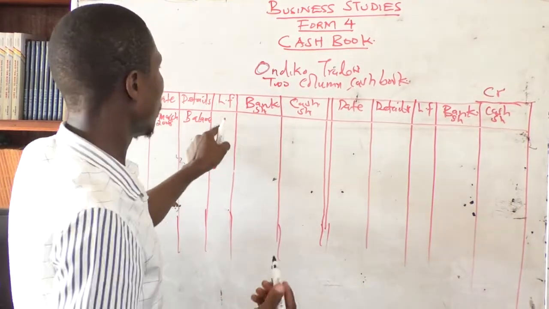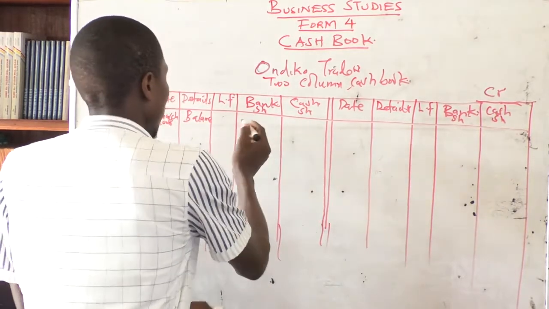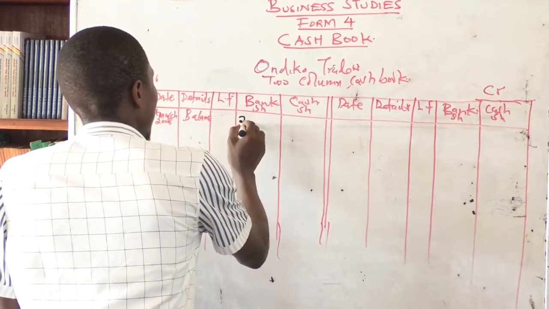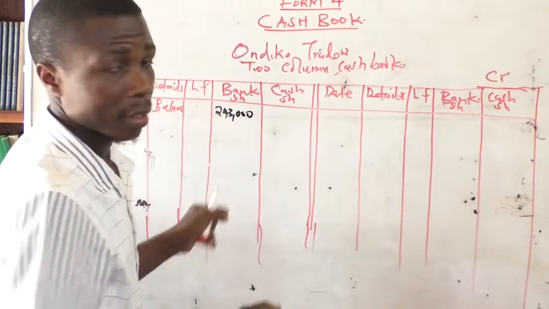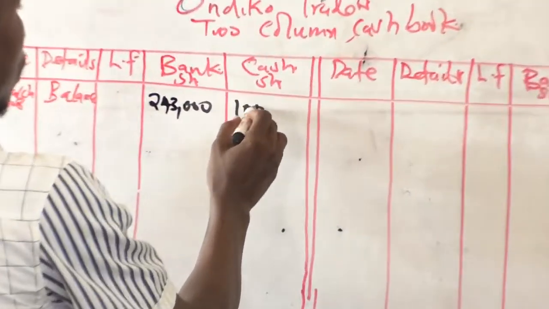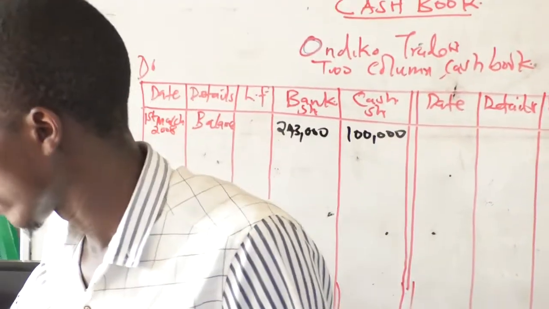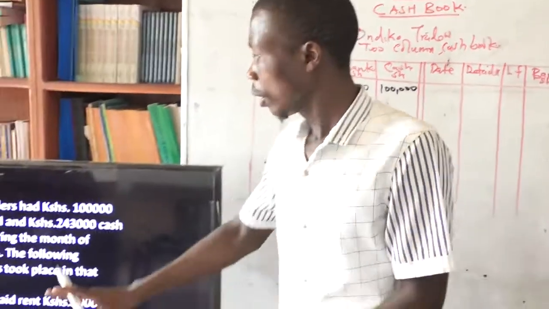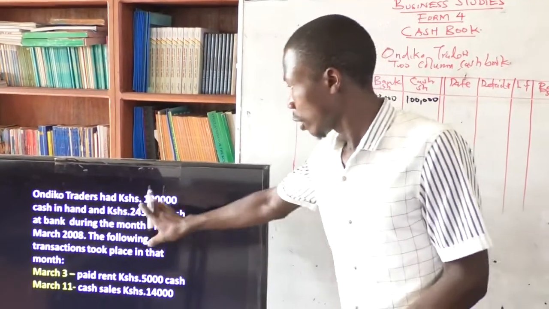Ledger folio, you don't record there, you just leave it. Then at the bank it was 243,000. Then cash was 100,000. So that one you have recorded, the first one. See how it's very simple. You have recorded the capital you started a business with.